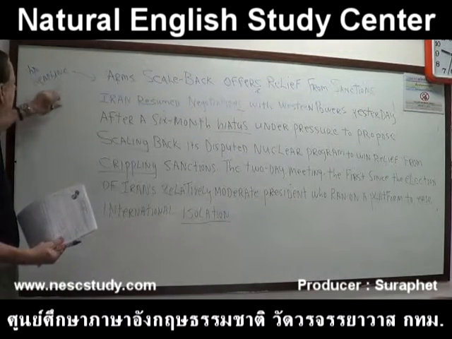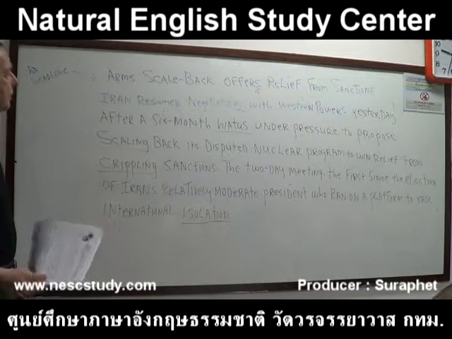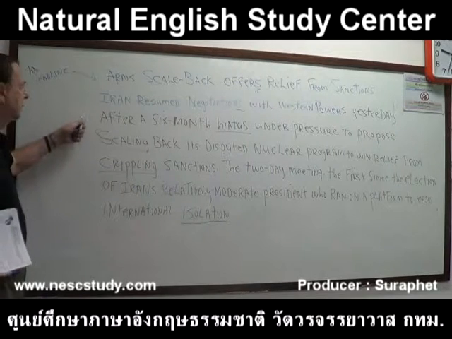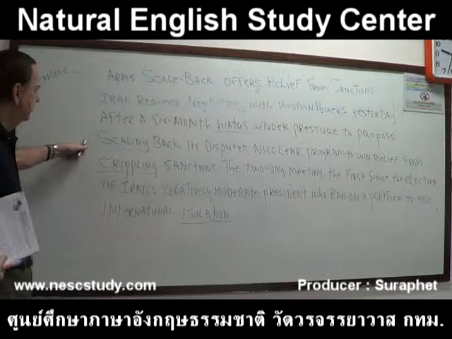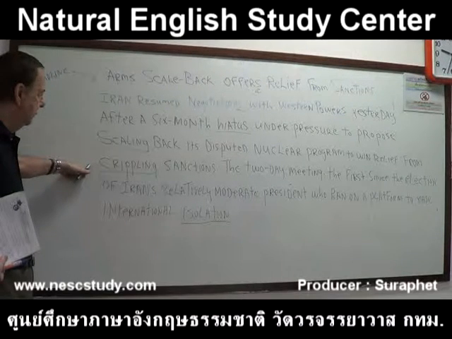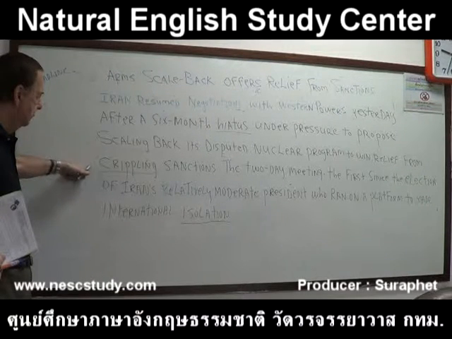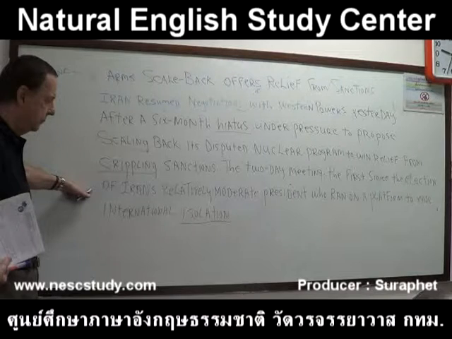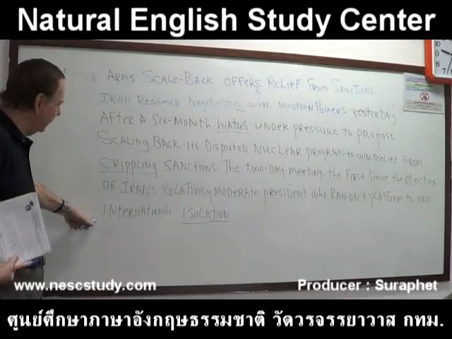Iran scales back, offers relief from sanctions. Iran resumed negotiations with Western powers yesterday after a six-month hiatus, under pressure to propose scaling back its disputed nuclear program to win relief from crippling sanctions. The two-day meeting, the first since the election of Iran's relatively moderate president, who ran on a platform to ease international isolation. Right, very good.